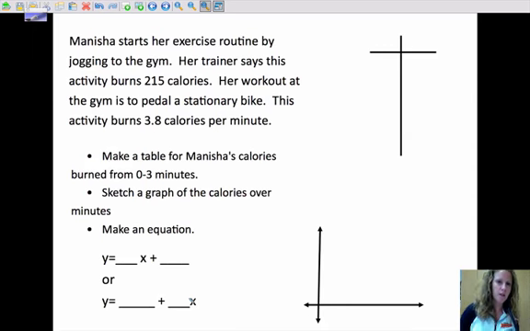Manisha starts her exercise routine by jogging to the gym. Her trainer says this activity burns 215 calories. Her workout at the gym is to pedal a stationary bike. This activity will burn 3.8 calories per minute. So we're going to make a table for Manisha's calories after she starts pedaling. We're going to include that 215 calories she's already burned. That'll be kind of our starting value. And then we want to look at 0 through 3 minutes. You're asked to sketch a graph of the calories over minutes and make an equation.